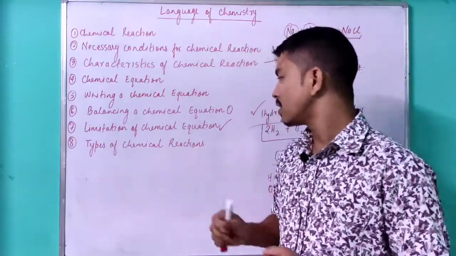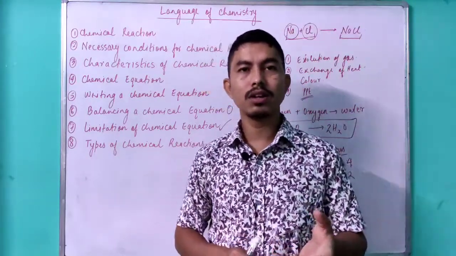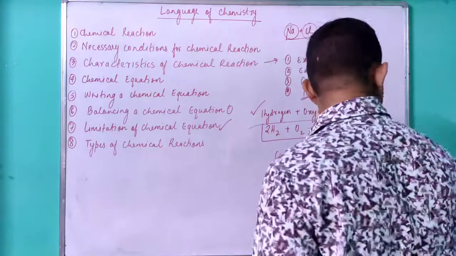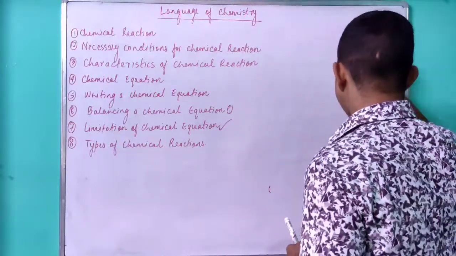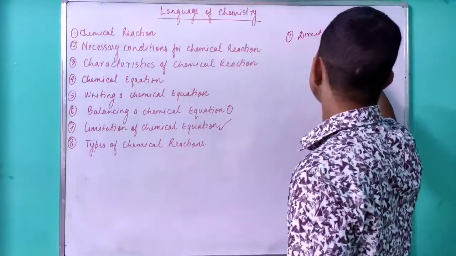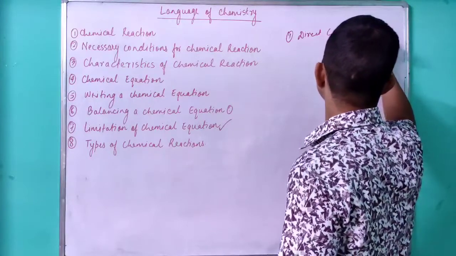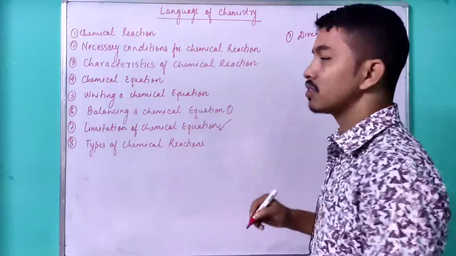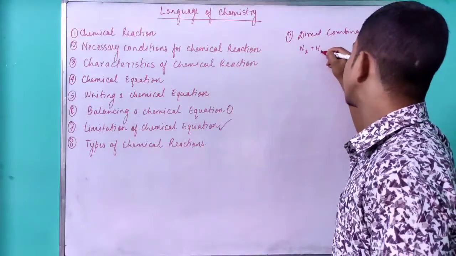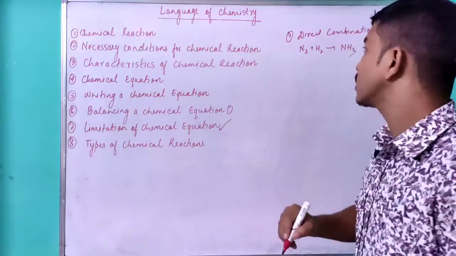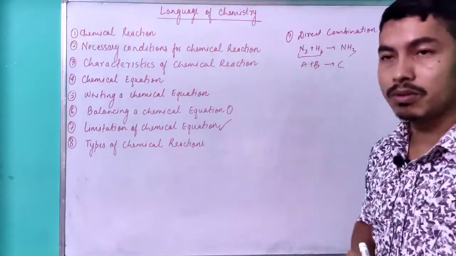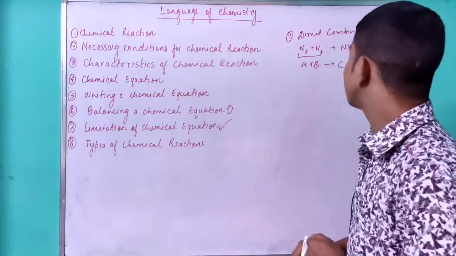Now coming to the types of chemical reactions. There are various types of chemical reactions which you will learn in detail in class 8, but for now you just remember the names. The first one we have is the direct combination. In a direct combination, 2 elements directly combine to form a third, like ammonia: nitrogen plus hydrogen gives NH3. This kind of reaction in which A plus B gives the product C, in which 2 elements directly combine, is known as a combination reaction.